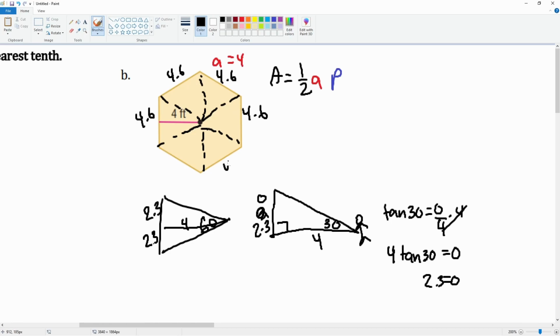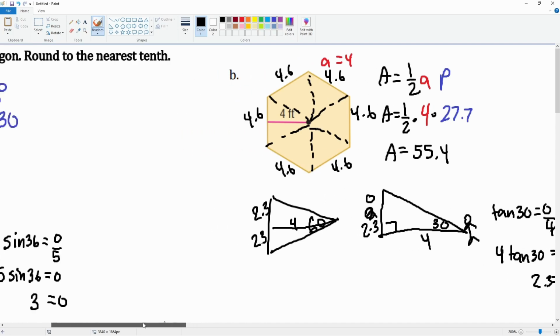Once you have 4.6 each, you can now add them up. I think there's 6 total sides, right? Yep. So the perimeter is 27.7. The apothem is 4, and then we multiply it by a half. So we have a half times 4 times 27.7. It gets you area equal to 55.4. So there you go.